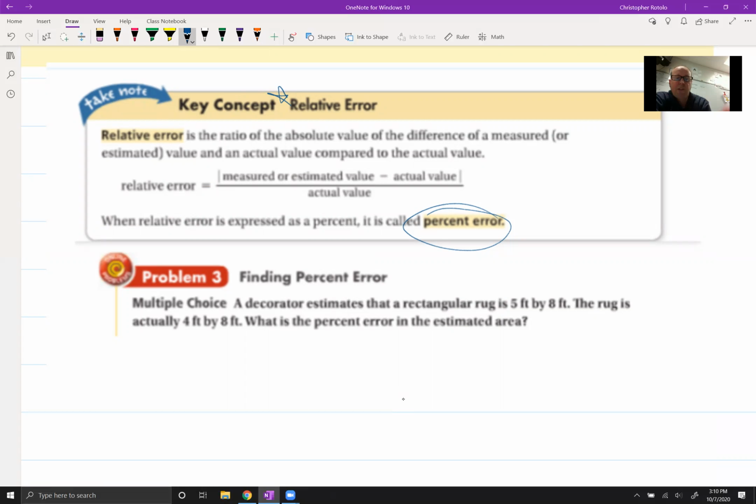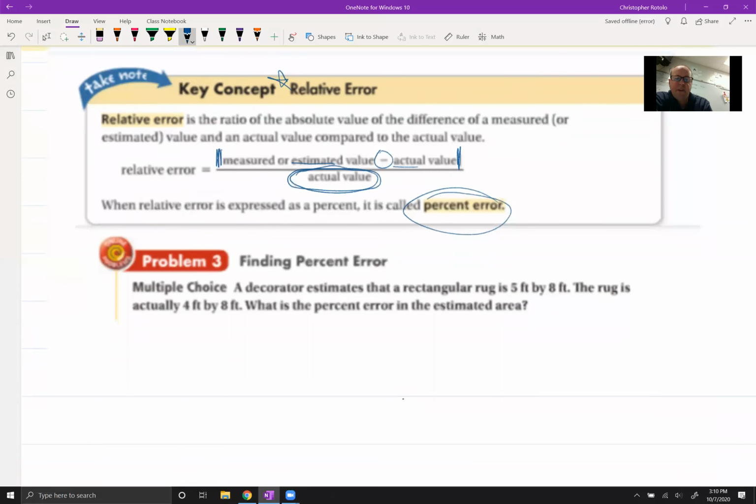So it's a lot like where we started. Notice we're going to take the difference of a measured or an estimated value versus the actual. So we're going to go with an estimate minus the actual, and we want to make sure it's always positive. And then we're going to divide it by the actual. That's the big thing here. Remember, above when we started, it was over the original. Here it's over the actual value.